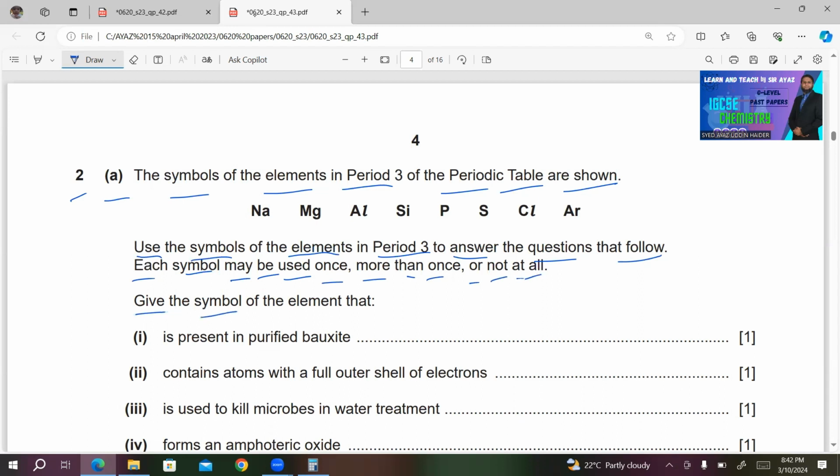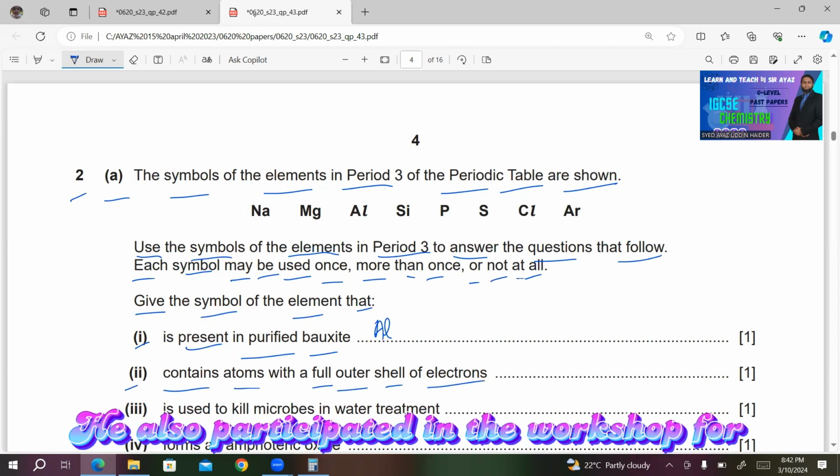Give the symbol of the element that, number 1, is present in purified bauxite. Bauxite is the compound of aluminium. So aluminium must be present in purified bauxite. Al is the answer. Number 2, contains atoms with a full outer shell of electrons. So we have only one element in this period that has full outer shell of electrons, that is argon.